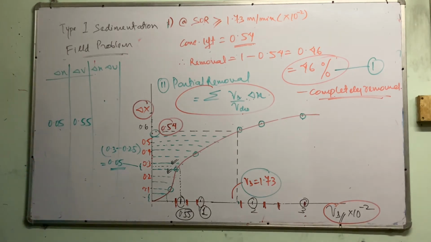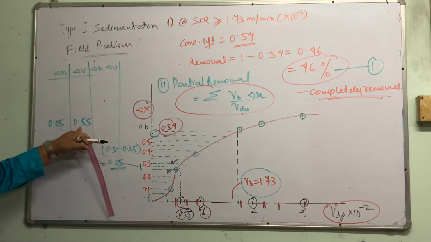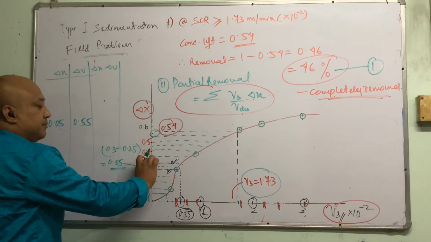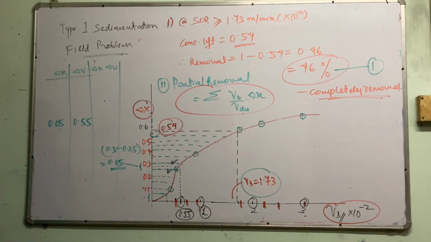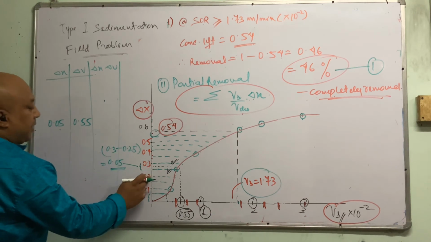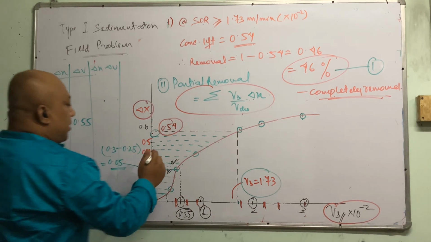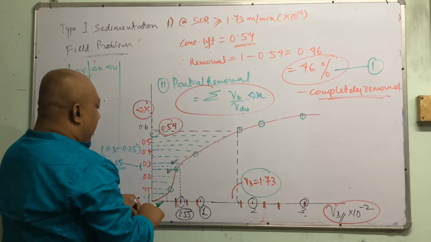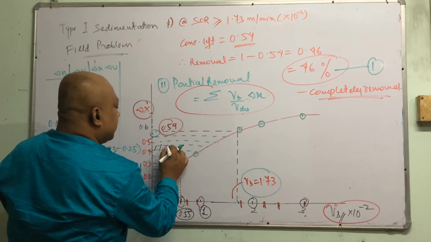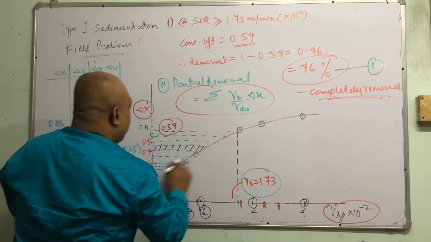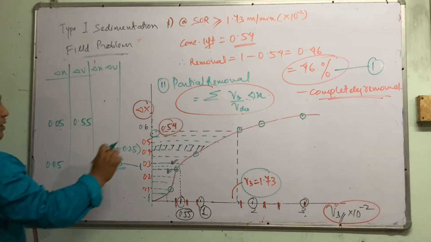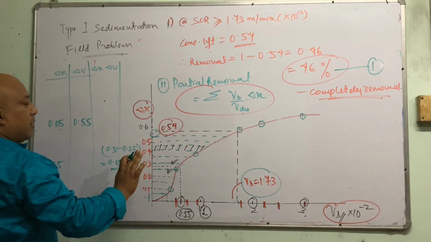Is it okay? 0.55 is the settling velocity, whereas the del x is this part. Similarly, for the higher part, I'll choose another one, 0.4 and 0.45. Now I'll go with this section. This is also, the width is 0.05. You make it equal width, okay?